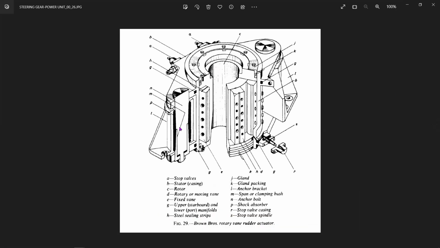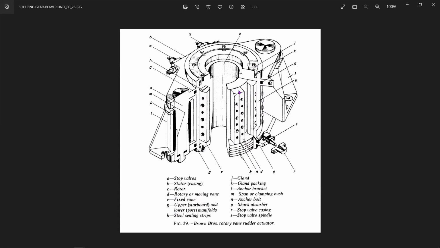Now this is the entire holding down arrangement of the rotor to the ship's hull. Okay. So what you see here, this is the stator outwards, and in the center you have the rotor. What you see here, E is the fixed vane, this is the stator, and what you see here outward is D, the rotary vane or moving vane. So the moving vane has countersunk holes as you see, which are connected over here, and the fixed vanes you see here are bolted from outside the stator chamber.